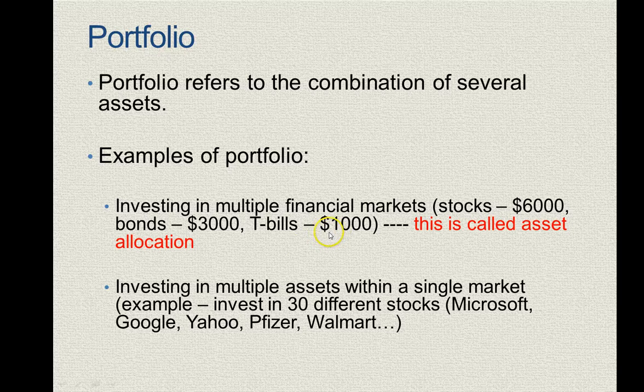And then the next job is the more familiar case. Within each financial market, after the first step, the asset allocation step, where we have decided how much to invest in each of the financial markets, the next step is to choose which individual asset to buy within each market. So that's the more familiar case, as we just talked about.